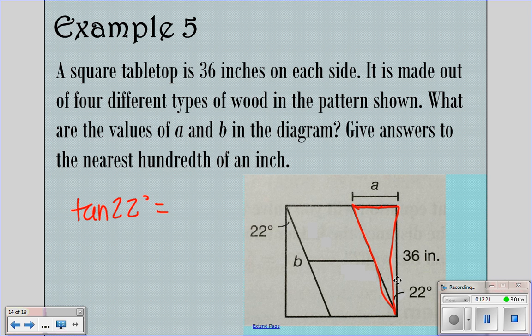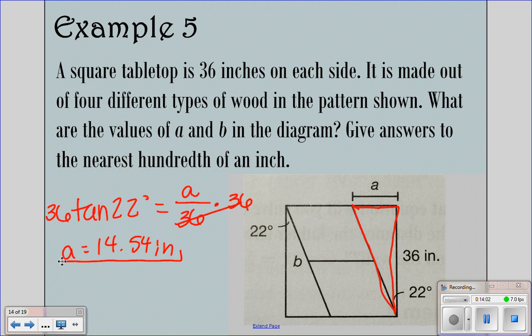So the tangent of 22 is going to be opposite over adjacent. So our opposite is A, and our adjacent is 36. Now on this one, all I need to do is multiply by 36 on both sides. And if you look, I now have my A by itself. So I would type in 36 tangent of 22. You do not have to put a multiplication sign in between the 36 and the tangent of 22. You can just type in 36 tangent of 22. And so if you plug that into your calculator, you should get 14.54 inches, because it says nearest hundredth of an inch. So that would be your A value.